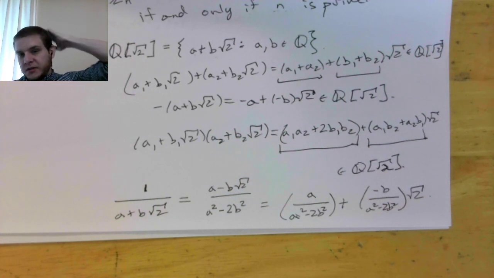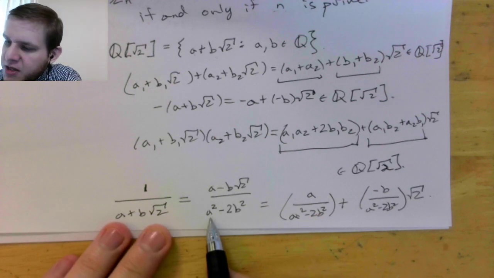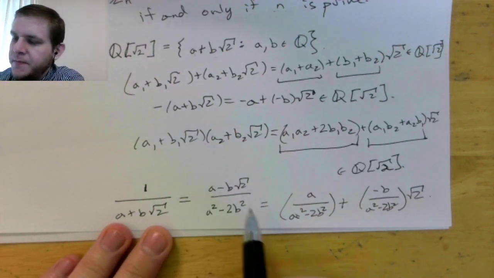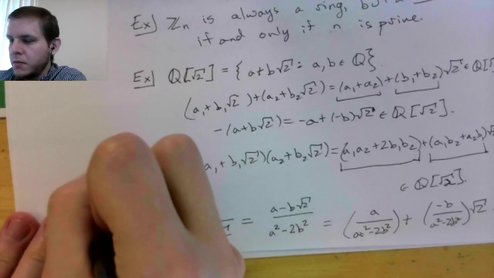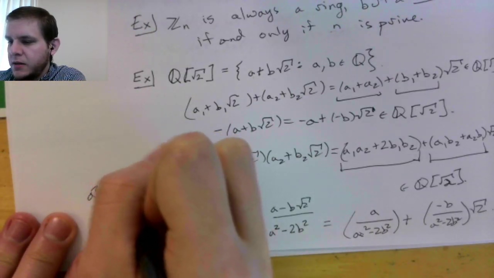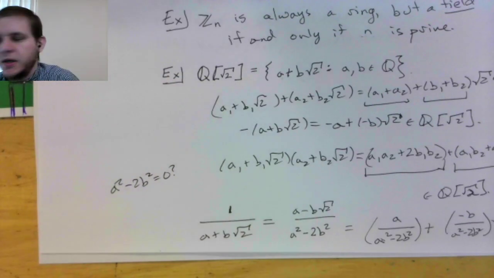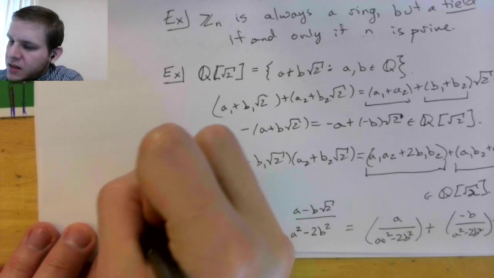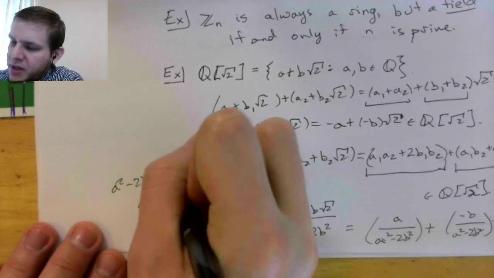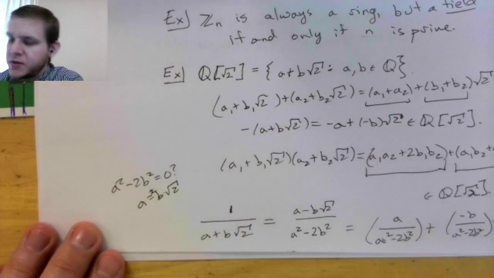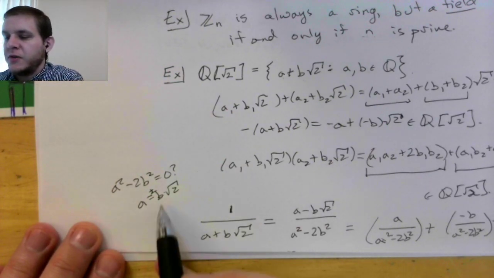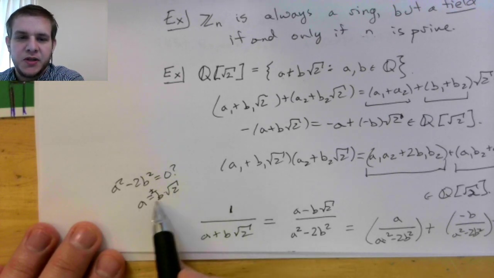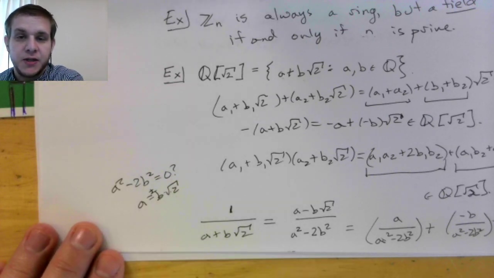Now what's the danger? The danger is that this element a squared minus 2b squared is equal to 0, right? That's the only way that this can happen. But then, for this to happen, I would need a to equal plus or minus b times the square root of 2. So if b were not equal to 0, I can't have both a and b be rational numbers, because if b is a rational number, b times the square root of 2 is not a rational number.